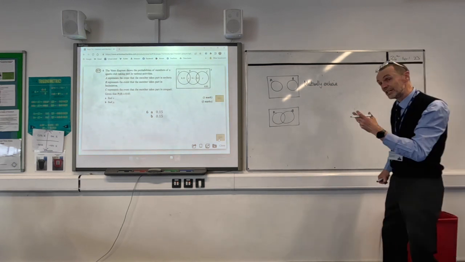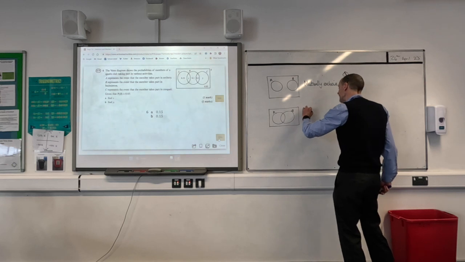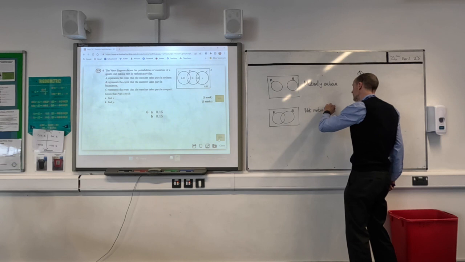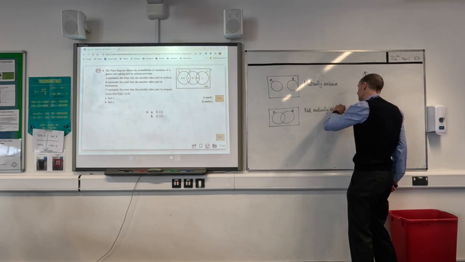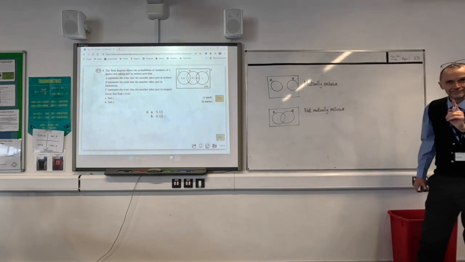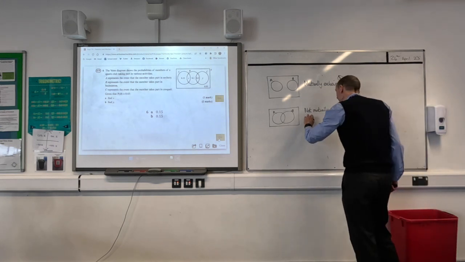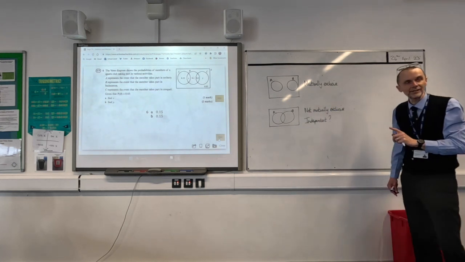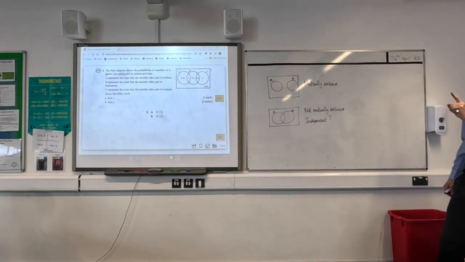If there is an overlap, then clearly those two events can happen at the same time, so they are not mutually exclusive. But are they independent? Now this is something different. Two events are independent if one doesn't affect the other. Okay?